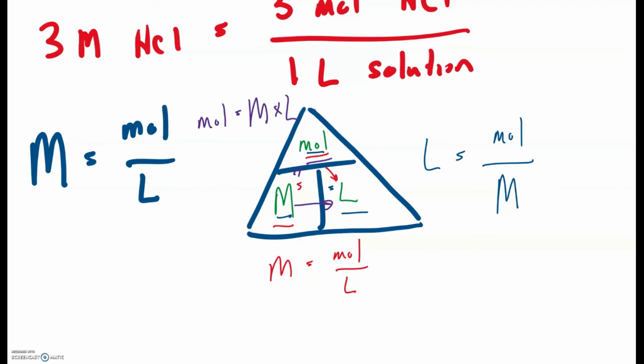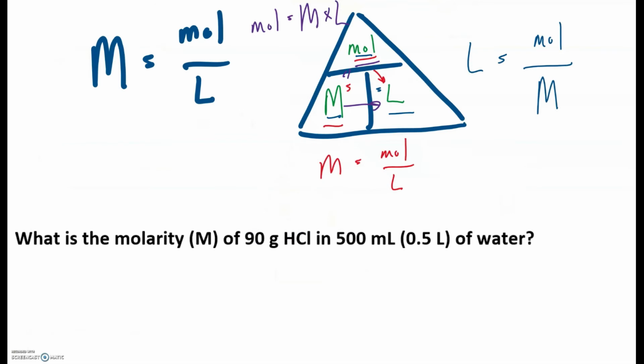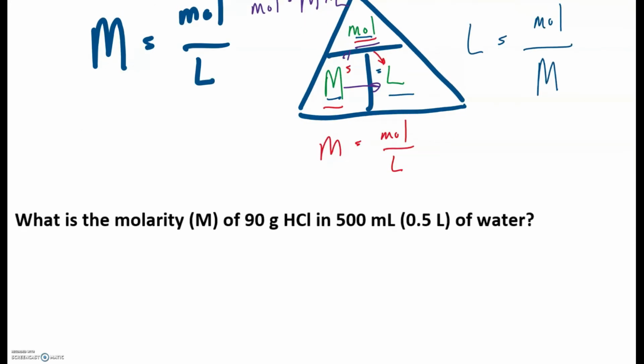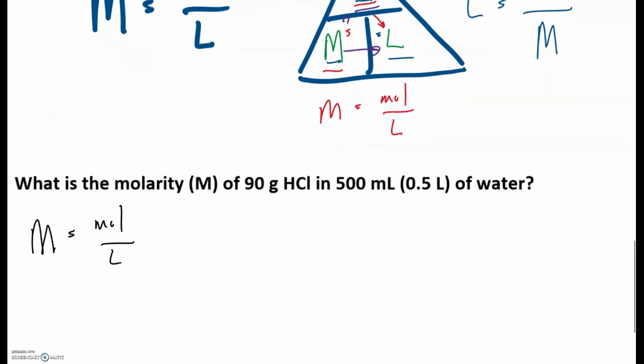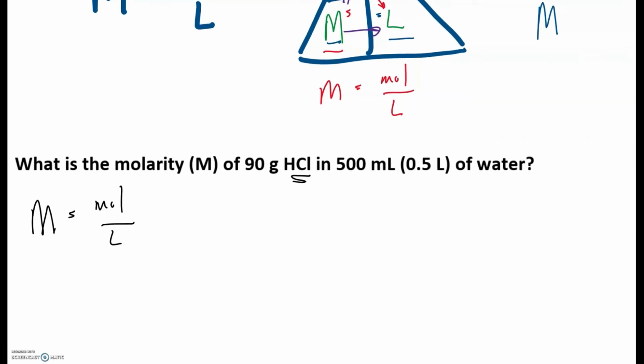So let's try a real simple one, an example of a problem you could expect me to ask you to try. What's the molarity of 90 grams of HCl in 500 milliliters, otherwise known as 0.5 liters? Obviously it's asking for molarity, and that means it's moles over liters. So the first thing we want to do is find out how many moles of our solute, HCl, we have if we have 90 grams.